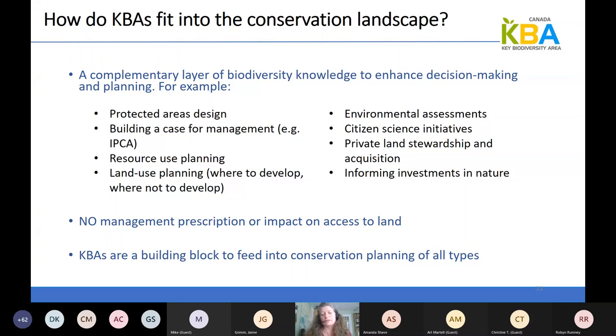It is very important to stress that there's no management or prescription that comes with these KBA sites. They're identified, they're mapped, and all information about that identification is part and parcel of the site. But they're agnostic to how they will be used, even though the notion of safeguarding them is obviously inherent in the idea that we need to know where areas are important for biodiversity. KBAs are really a building block to fit into conservation planning, and they're not a prioritization mechanism per se.